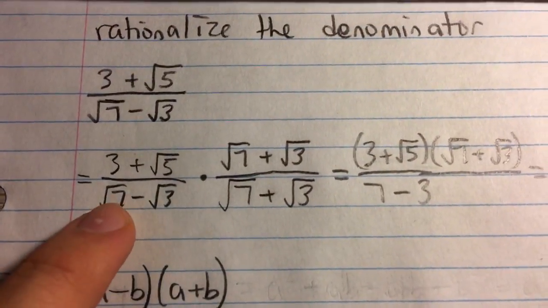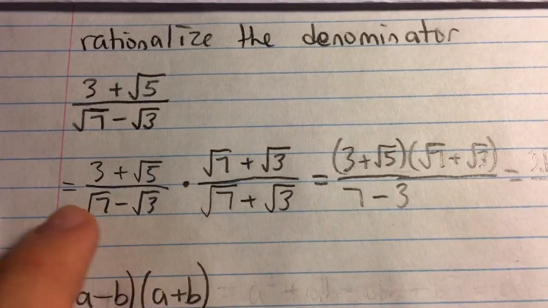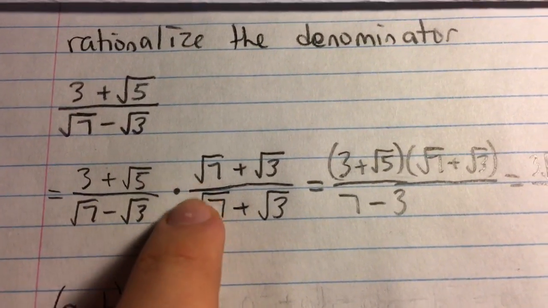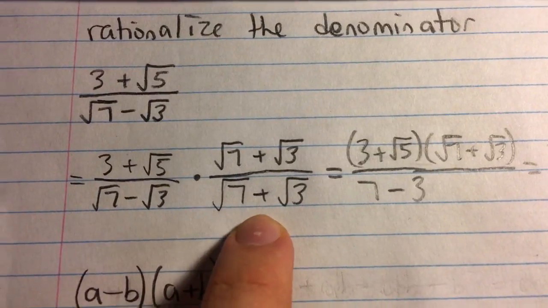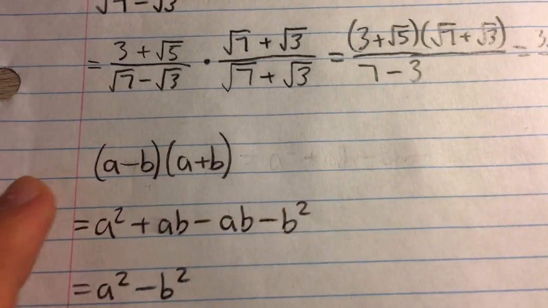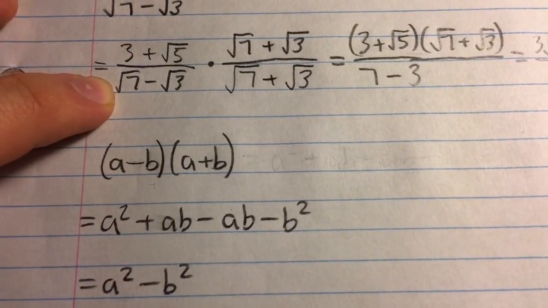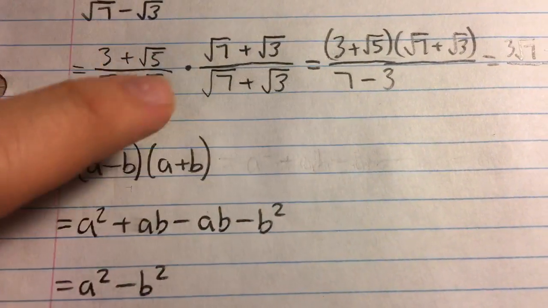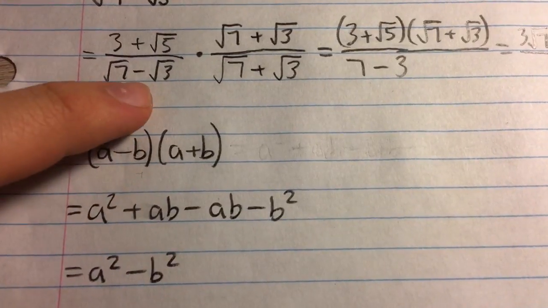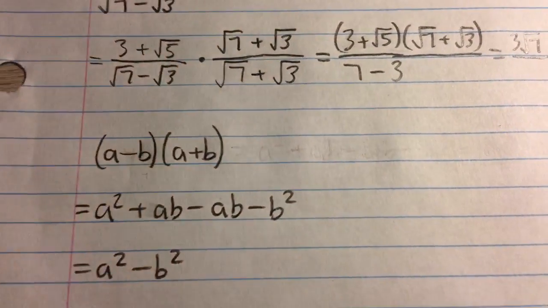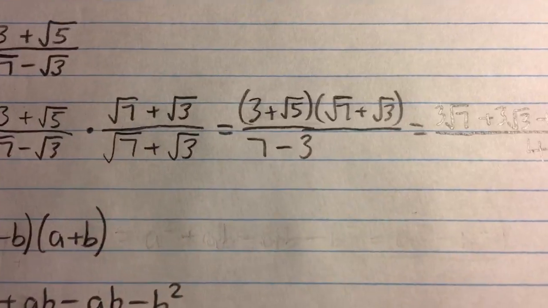So in other words, this whole part in brackets times the whole part here in brackets, you could just FOIL it out, but a simpler shortcut is just take the first number and square it. Root 7 squared is just 7, minus the second number squared, which is just 3. And so you can see now our denominator is rationalized.